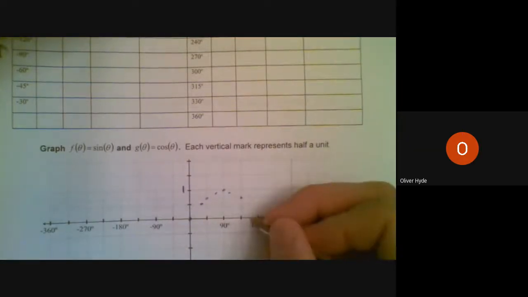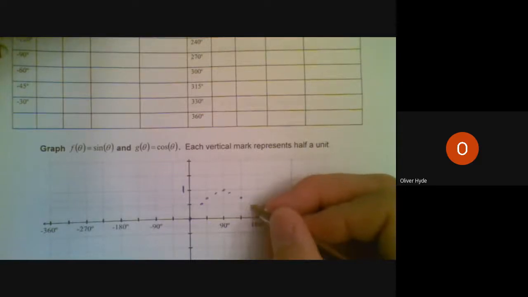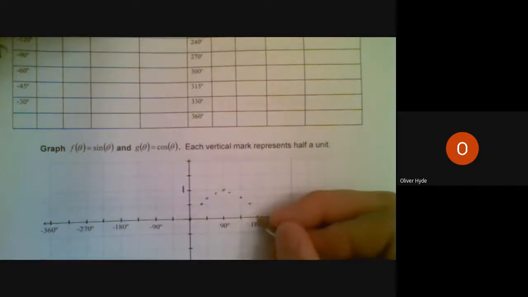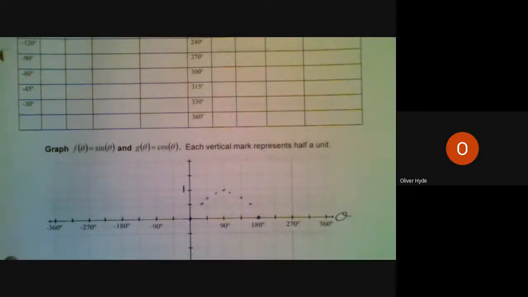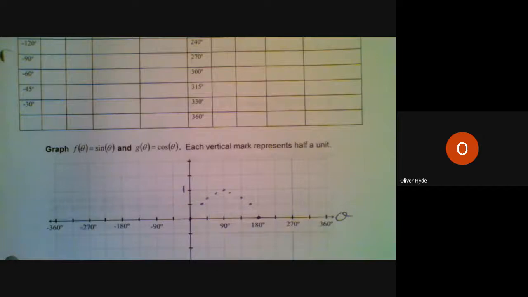We pass through 135 degrees, 0.7-ish. We pass through 150 degrees, 1/2. And we pass through 180 degrees, 0. So we should have a symmetric curve here. I'm not so sure that mine is looking that great here. Okay, let's continue.